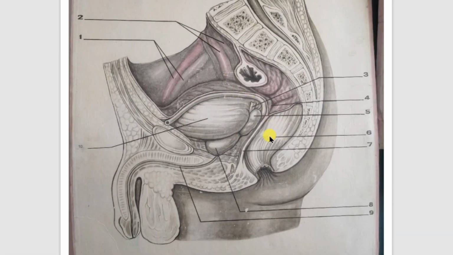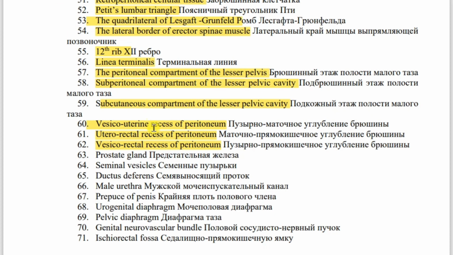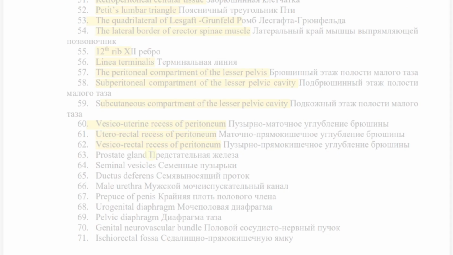Next we have the vesicorectal recess of peritoneum. This vesicorectal recess is found only in males. As you can see, this is the vesicle, or you can say bladder, and here is the rectum. Okay, and this is the recess between them. So it's found only in the males. In females, it's absent.